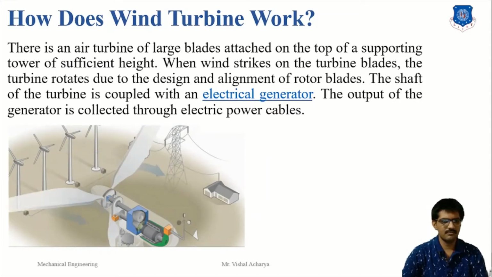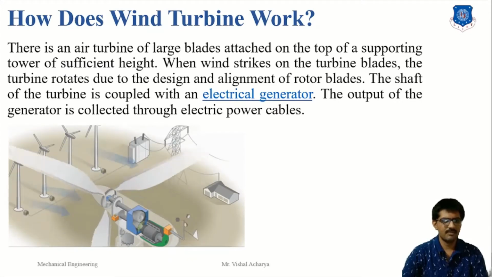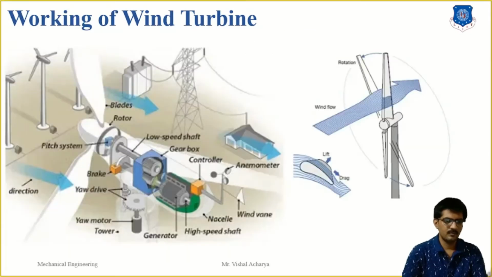The shaft of the turbine is coupled with an electrical generator, and the output of the generator is collected through the electrical power cable. Working principle of wind turbine.